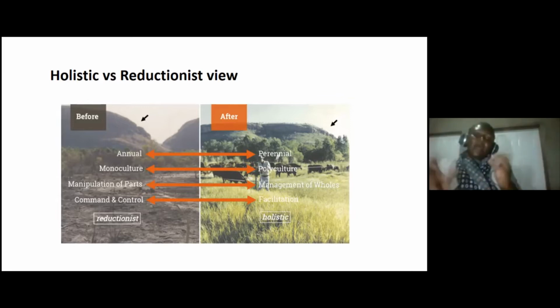So that's what happens also to our land. If we manage it using the mechanistic view, we keep losing the battle because we try and manipulate different parts of a whole living system. Is that clear? Yeah. Great.